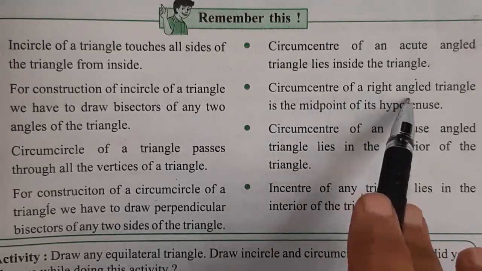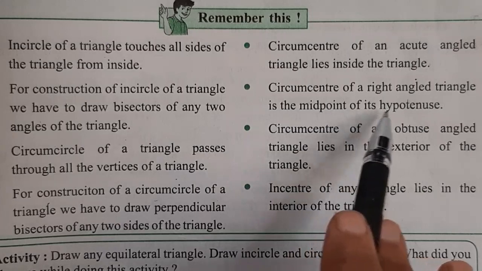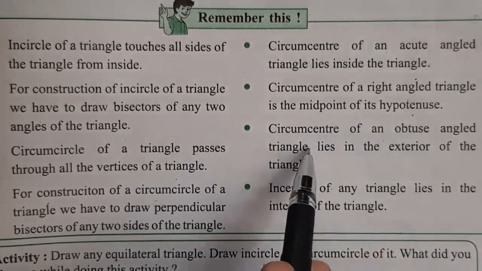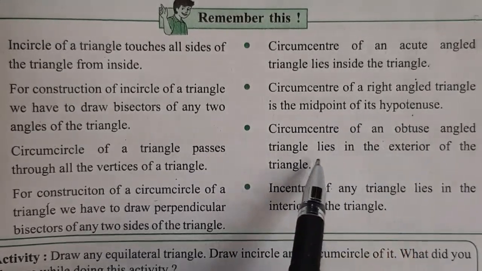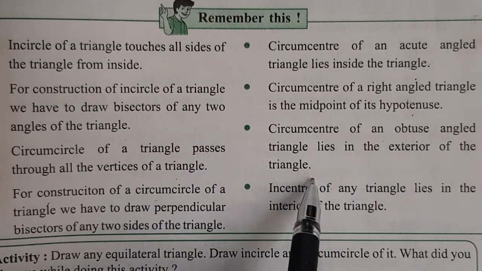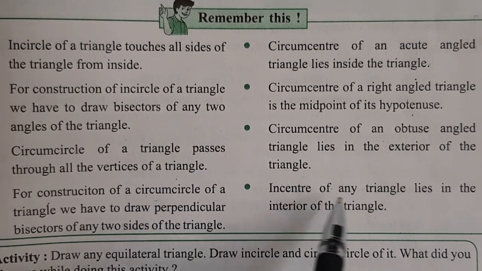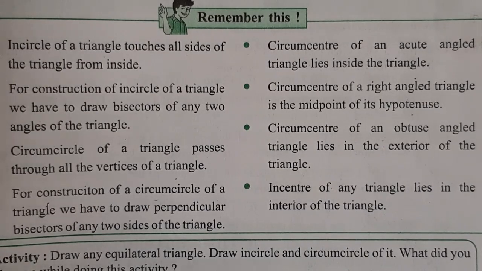Circumcenter of a right angle triangle is the midpoint of its hypotenuse. Circumcenter of an obtuse angle triangle lies in the exterior of the triangle. And last one, incenter of any triangle lies in the interior of the triangle. These are some points that you have to remember while doing the construction.